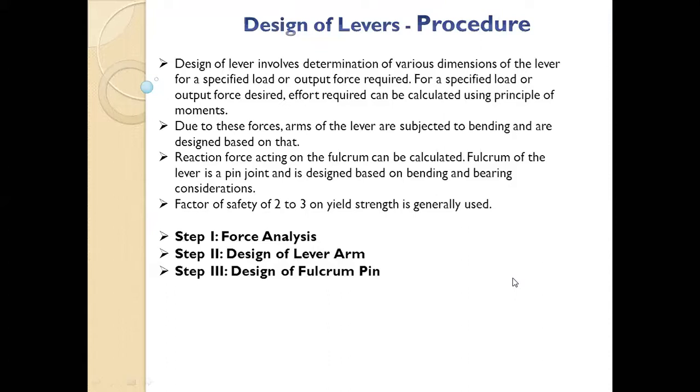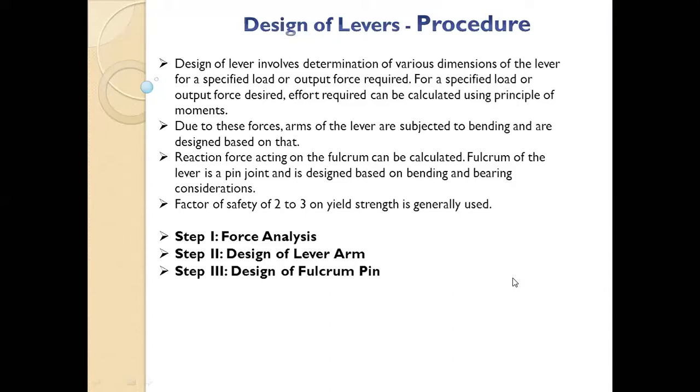M upon I is equal to sigma B upon Y. Here M is MB, the bending moment, which is load into distance of load arm, or effort into effort arm. So that will be the moment MB. I will be your cross-sectional moment of inertia, depending on the cross section. If it is rectangular, it is BD cube by 12. If it is circular, pi by 64 d raised to 4.